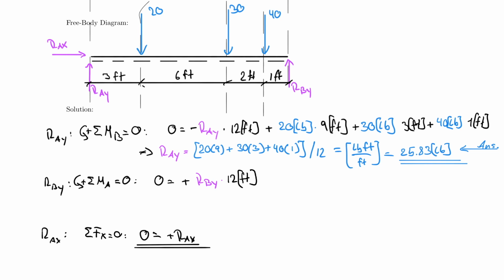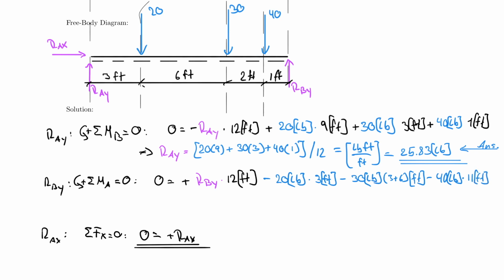And now minus, let's start from the left again, minus 20 pounds multiplied by 3 feet, minus 30 pounds. And just for those who are puzzled, let's just write it as 3 plus 6 feet. And last but not least, minus 40 pounds multiplied by 12 minus 1, if you will, or 3 plus 6 plus 2, which is really 11 feet, right?